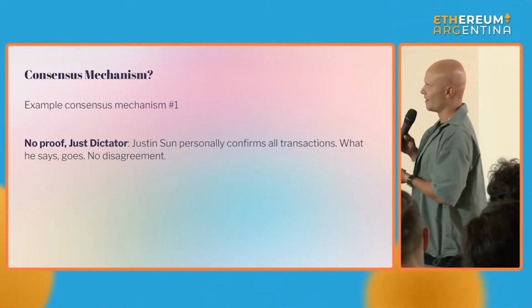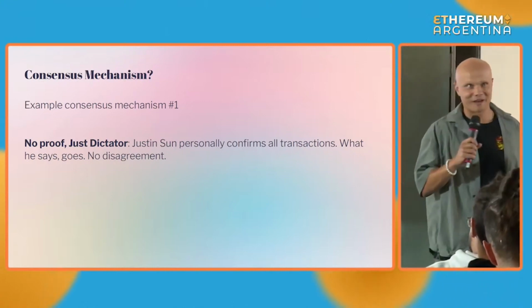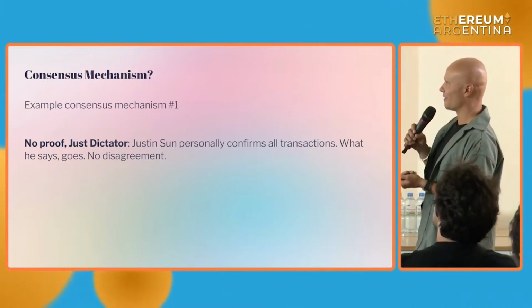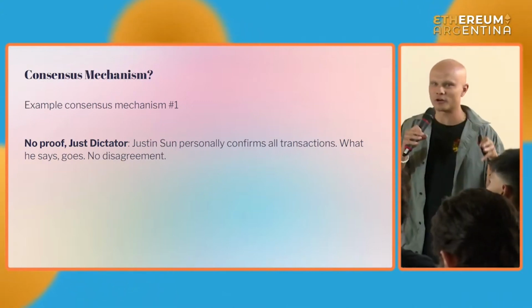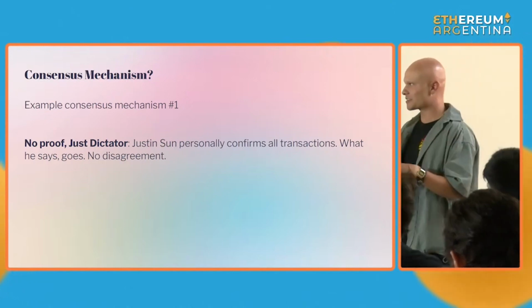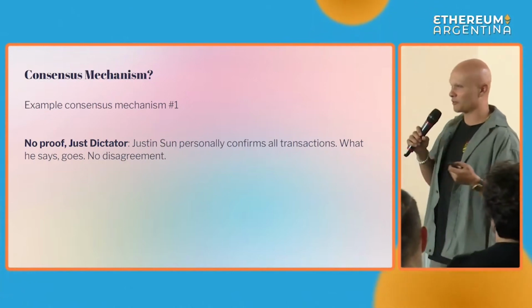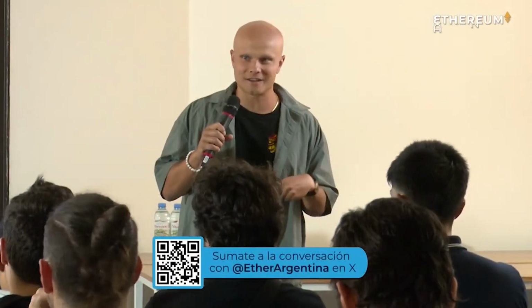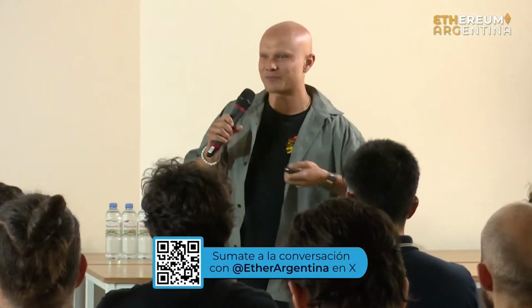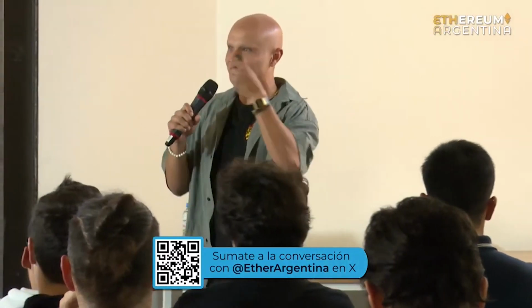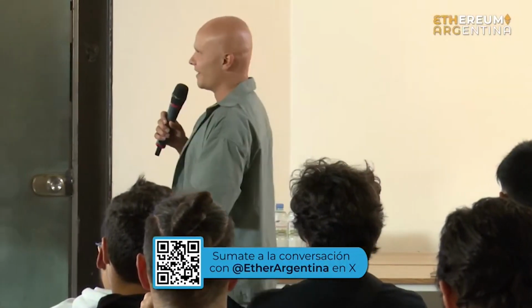So let us run through some example consensus mechanisms that we could try, just for fun. Instead of proof of work or proof of stake, there is no proof, just a dictator. Basically, Justin Sun personally confirms all transactions. What he says is the current state is what goes, right? There's no disagreement. That is a consensus mechanism to some degree. It's really just that we come to consensus that what Justin says is true is true.